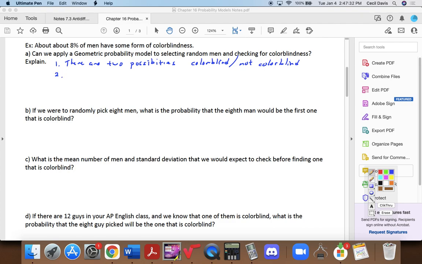So, does the probability of success change as you go from one person to another? No. P is always 0.08, and then Q is equal to 1 minus 0.08, or 0.92, for each individual.